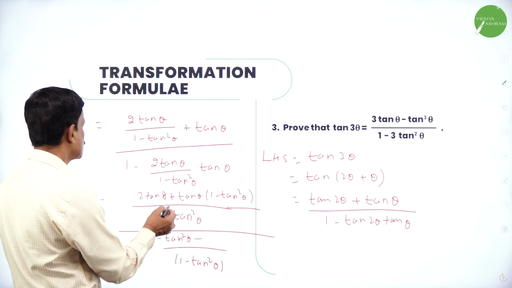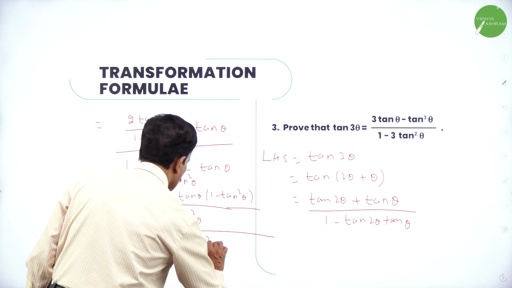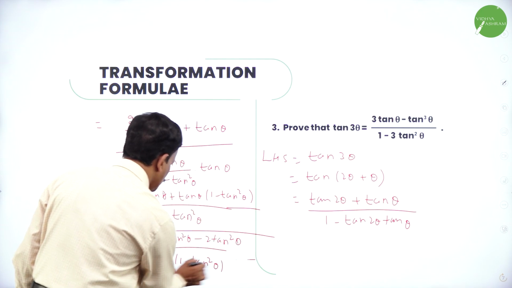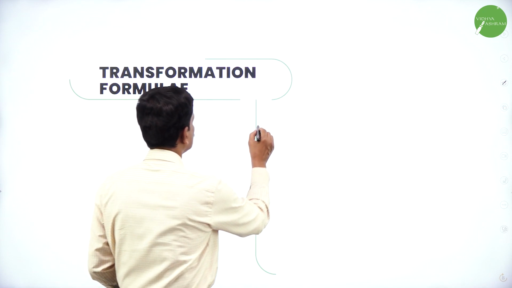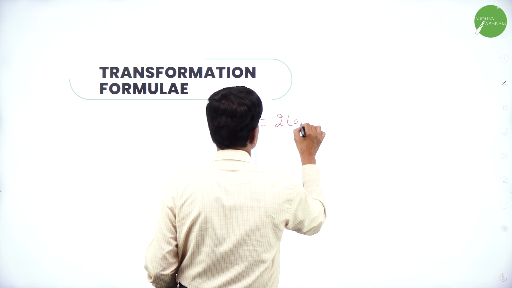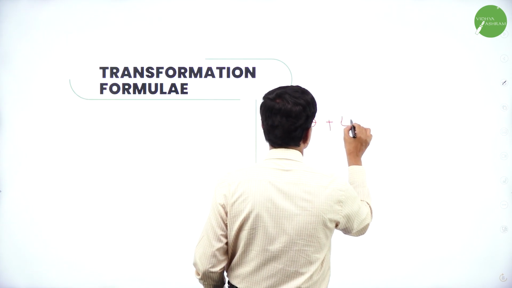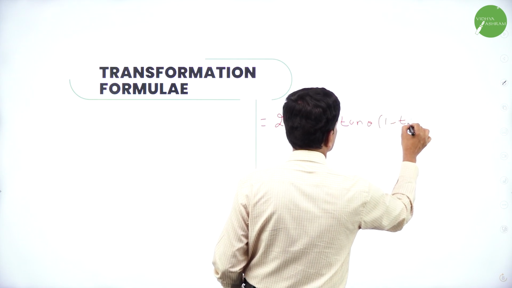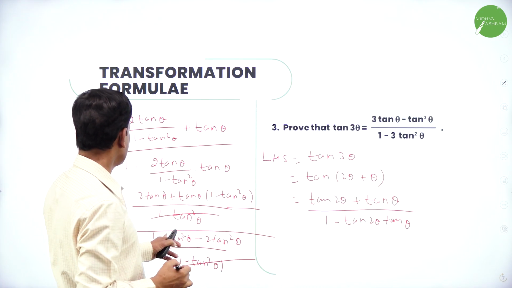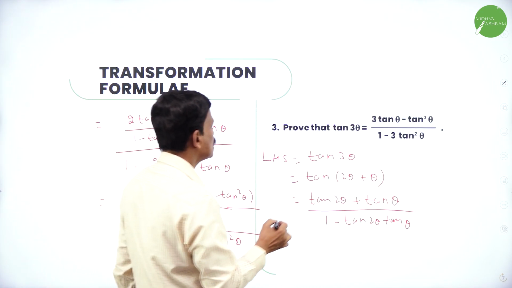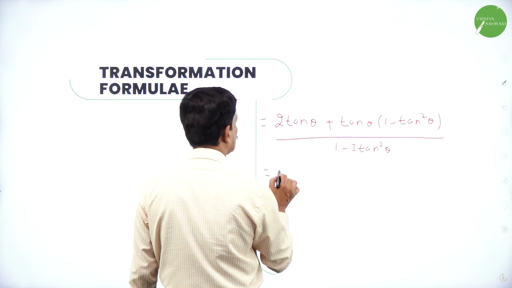So, right, take the LCM 1 minus tan square. Cross multiply 1 to 1 minus tan square is 1 minus tan square, 2 tan into tan is 2 tan square theta. Now in the denominator 1 minus tan square gets cancelled. In the numerator, 2 tan theta, this is 2 into tan theta plus tan theta into 1 minus tan square theta, whole divided by, in the denominator, 1 minus tan square and 2 tan square is 3 tan square, 1 minus 3 tan square theta multiplied.